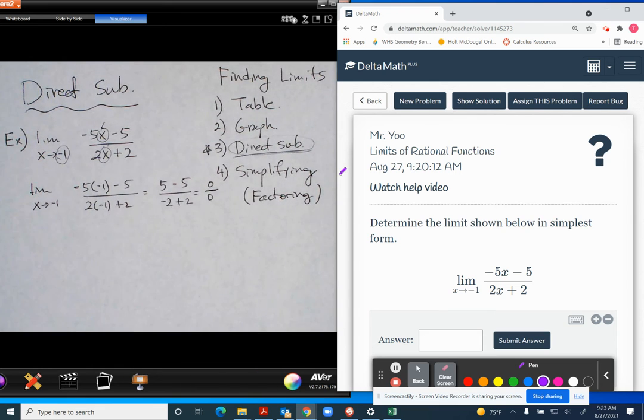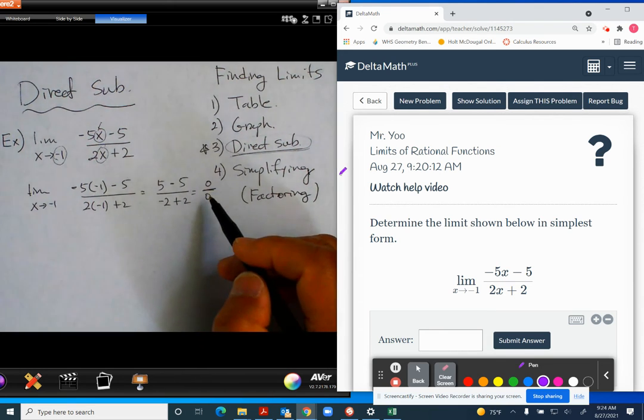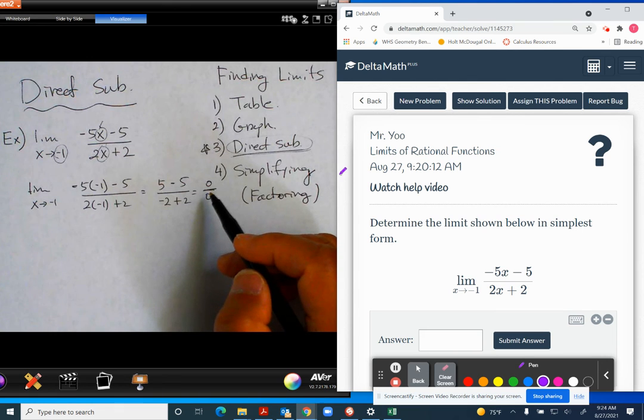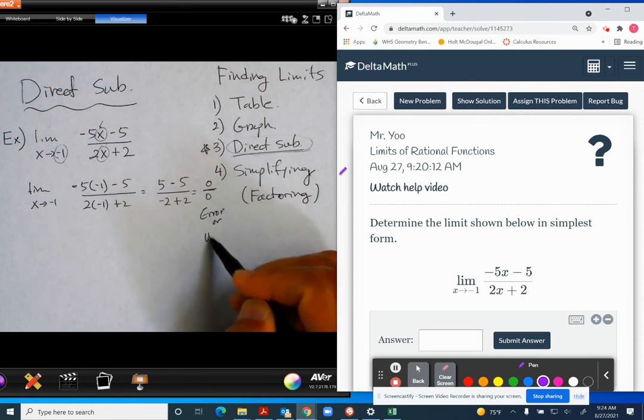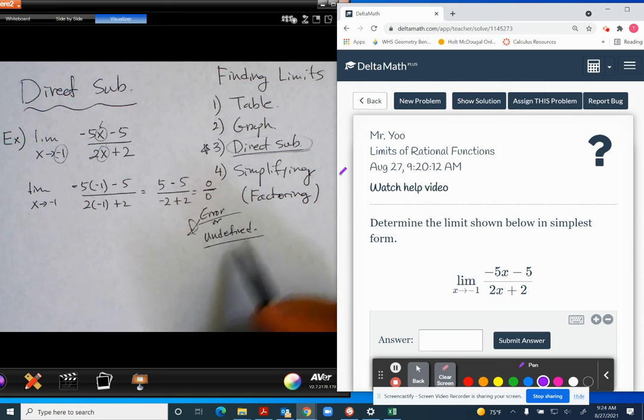Anybody know the answer to 0 over 0? It's not 0. Okay, put 0 over 0 in your calculator. What do you get? Yeah, you get error, or we get undefined. So an undefined error is no good. This is bad. Why do we get undefined or error? What's the issue? Anybody know what the issue is?